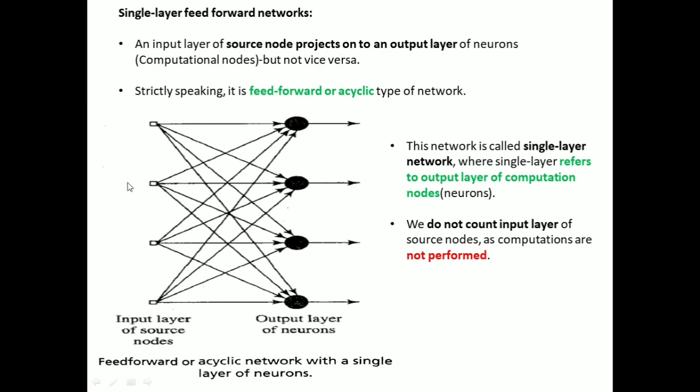So these are also called feed forward or acyclic networks, because the inputs are being forwarded from left to right, and there is no cycle here. That is the reason we call it an acyclic type of network. Finally, one thing is that we do not count the input layer of the source nodes, because computations are not performed in the input layer. Computations are only performed in the output layer, and that is the only reason we have only one output layer, and that is why we call it a single layer feed forward neural network.